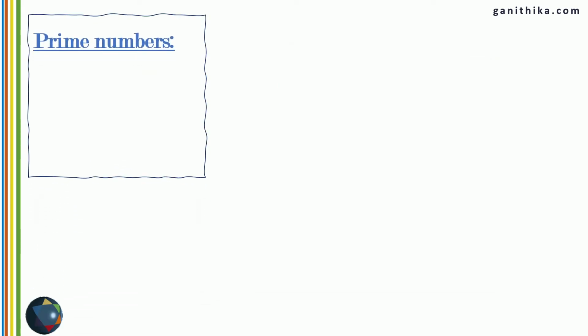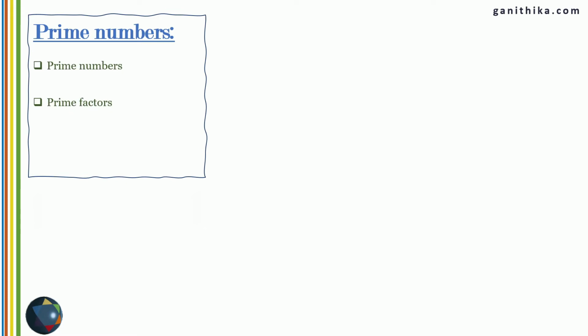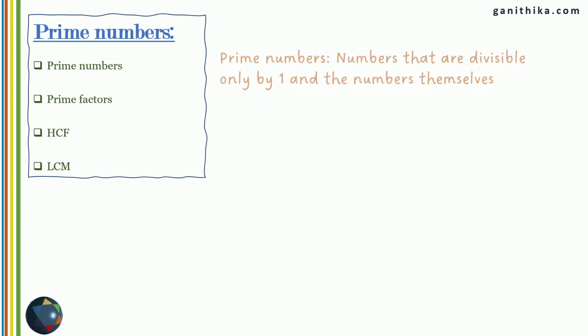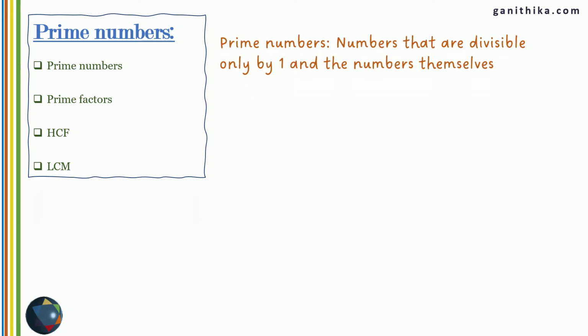Next, prime numbers, which is most important here because you will be factorizing numbers into prime factors and you will be finding HCF and LCM at many places. What are prime numbers? Prime numbers are those numbers which are divisible by 1 and the number themselves. So they cannot be divided by any other number other than 1 and the number itself. They are called prime numbers. The numbers are 2, 3, 5, 7, 11, etc.